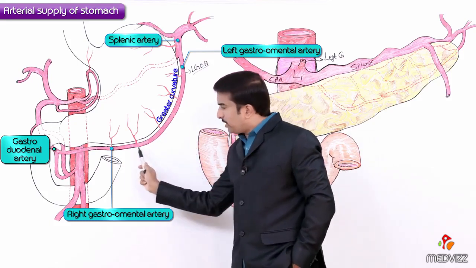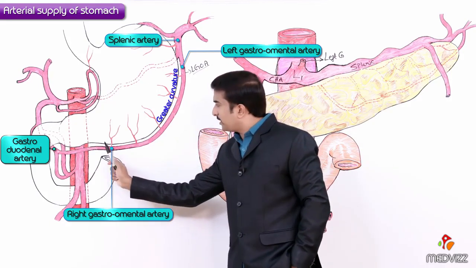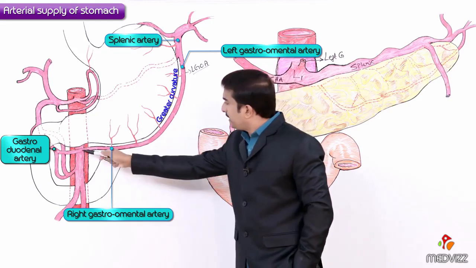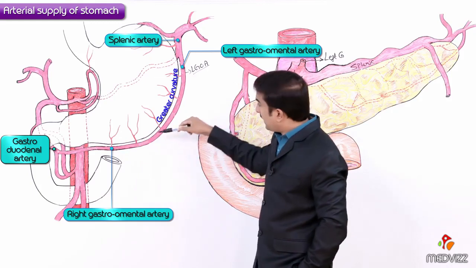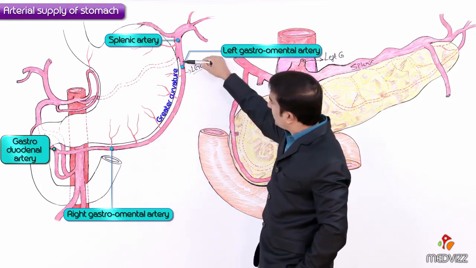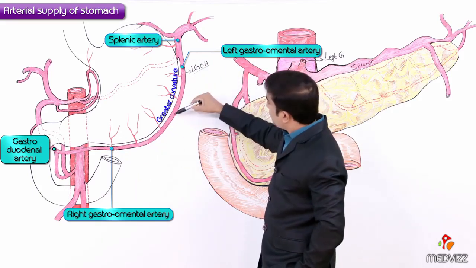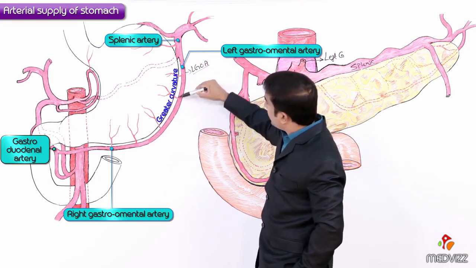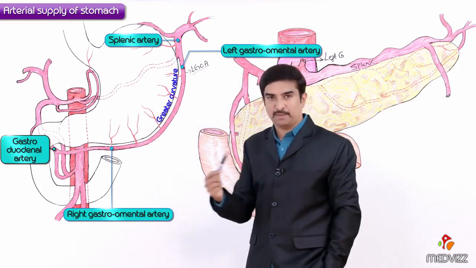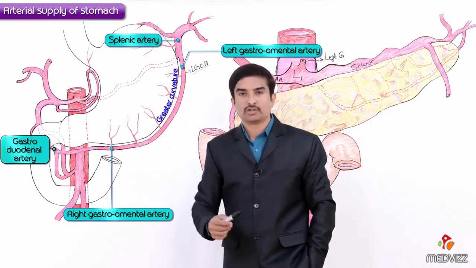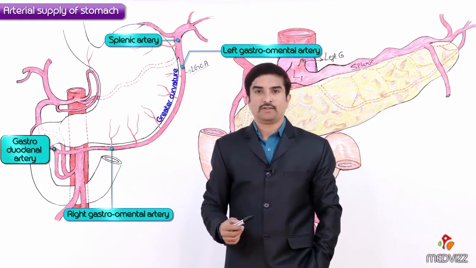So the lower part or the inferior part of the greater curvature is supplied by the right gastro-omental artery, which is also called the right gastroepiploic artery, and the upper part or the superior part of the greater curvature is supplied by the left gastro-omental artery, which is also called the left gastroepiploic artery, which is the branch of the splenic artery. So this is all about the arterial supply of the stomach.